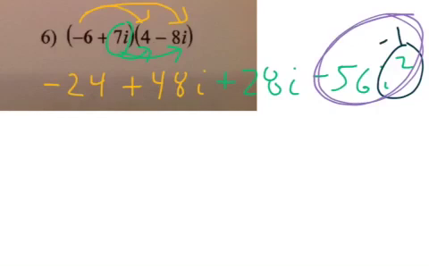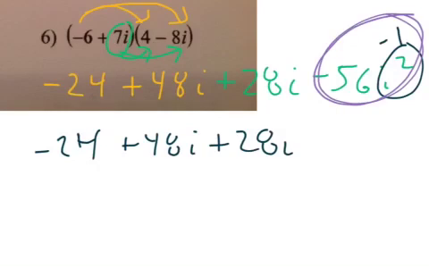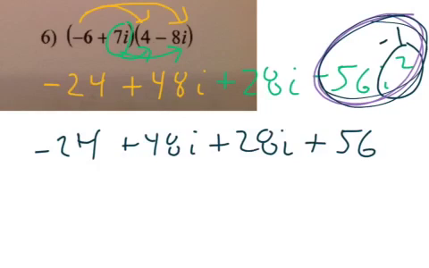So what do we have now? Well, we have negative 24. We have a plus 48i. We have a plus 28i. And we also have a plus 56, because again, right here, negative 56 times negative 1 is plus 56.